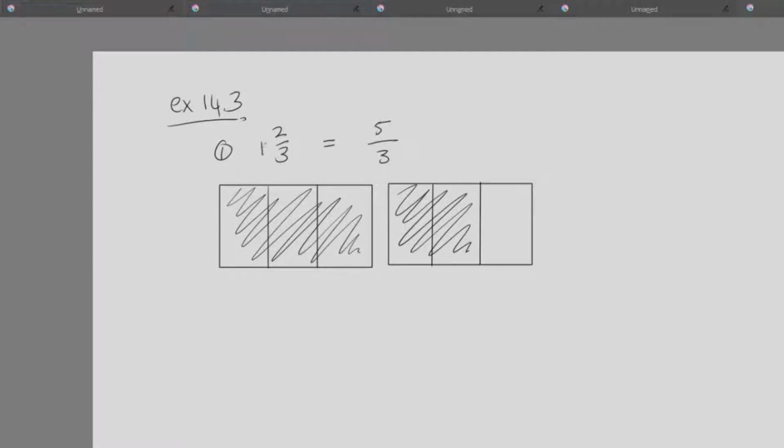Now, how do I use this 1 and this 2 and this 3 to get to that 5? Well, notice that 1 whole loaf of bread consists of 3 pieces. So I take the whole portion of the mixed fraction, multiply it by 3 because I have 1 group of 3 slices, and then another 2 slices.